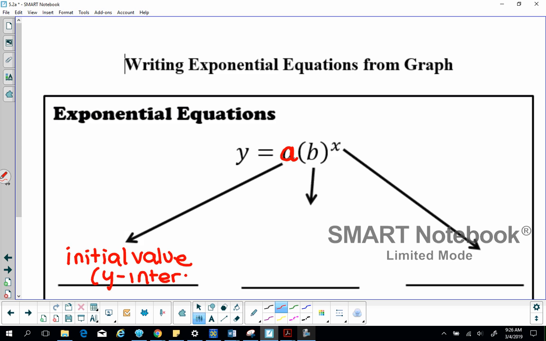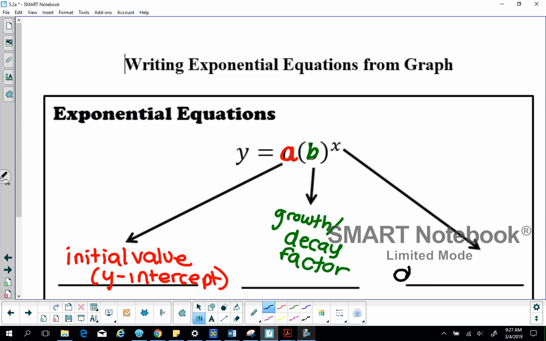So b in this case is not y-intercept. Your b is your growth or decay factor. So whatever's being multiplied is your b. So your b is now your growth or decay factor. The x value is just usually your x value, it's your domain. It usually has to do with time.